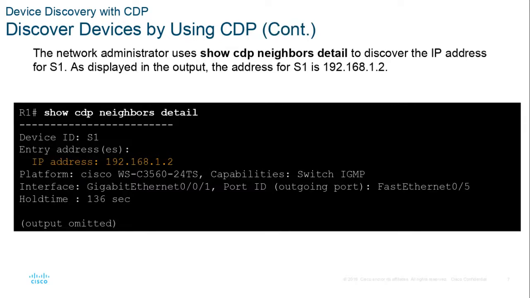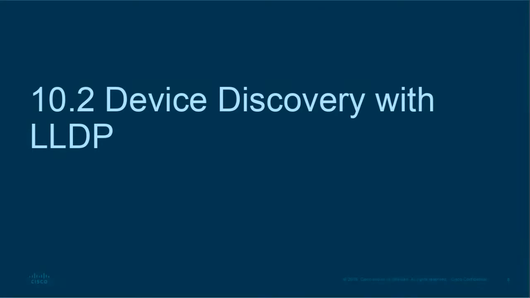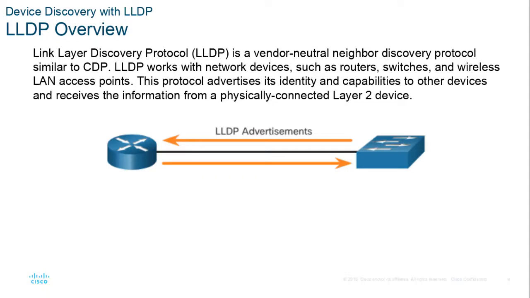Show CDP neighbors detail shows us, for example, if I want to telnet into that neighboring device. He's at the R1 prompt, and he needs to telnet into the switch, and he needs to know what the IP address is for the switch. Well, show CDP neighbor detail shows us, in fact, does the mouse work here? I can't see this. Well, in orange, the 192.168.1.2, that's the management address for the switch. So if I know the password, I can telnet over to it or secure shell over to it and start managing it. Now, the only problem with CDP, Cisco Discovery Protocol, is it's proprietary to Cisco devices only.